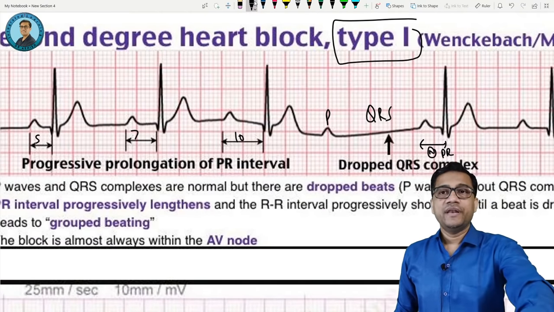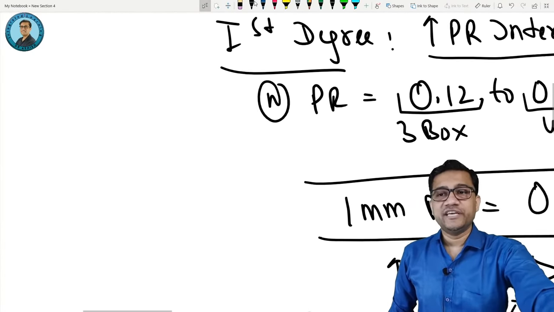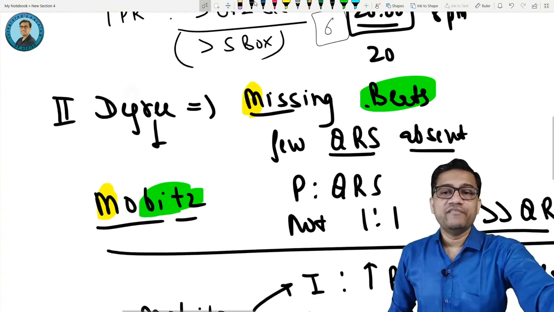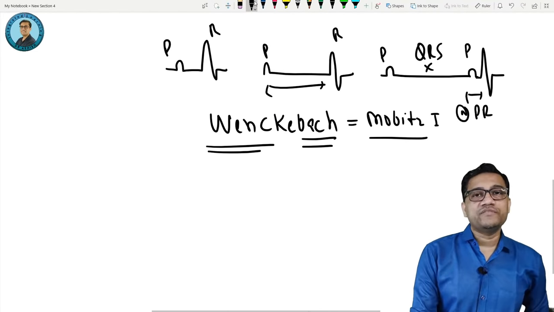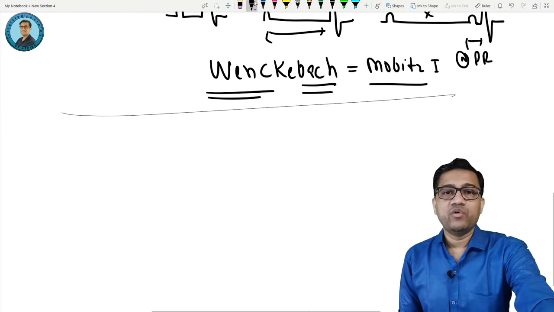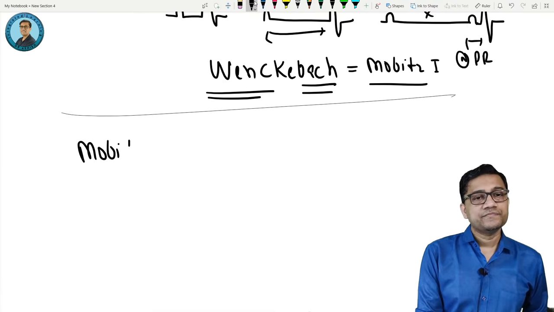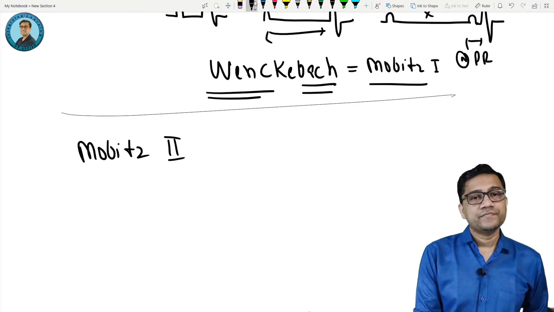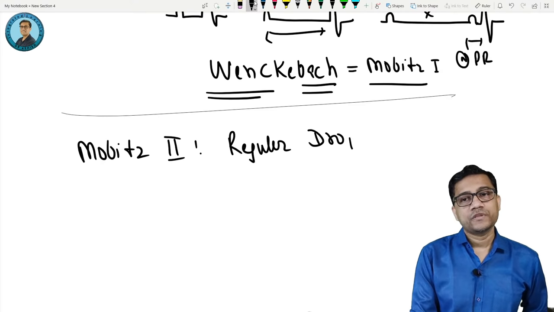Okay. Now if the husband doesn't change, he will improve? No, he will not improve. And that causes regular dropping of the beats. So what happens? Regular dropping of beats. Right? Mobitz 2. What happens? Regular dropping of beats.